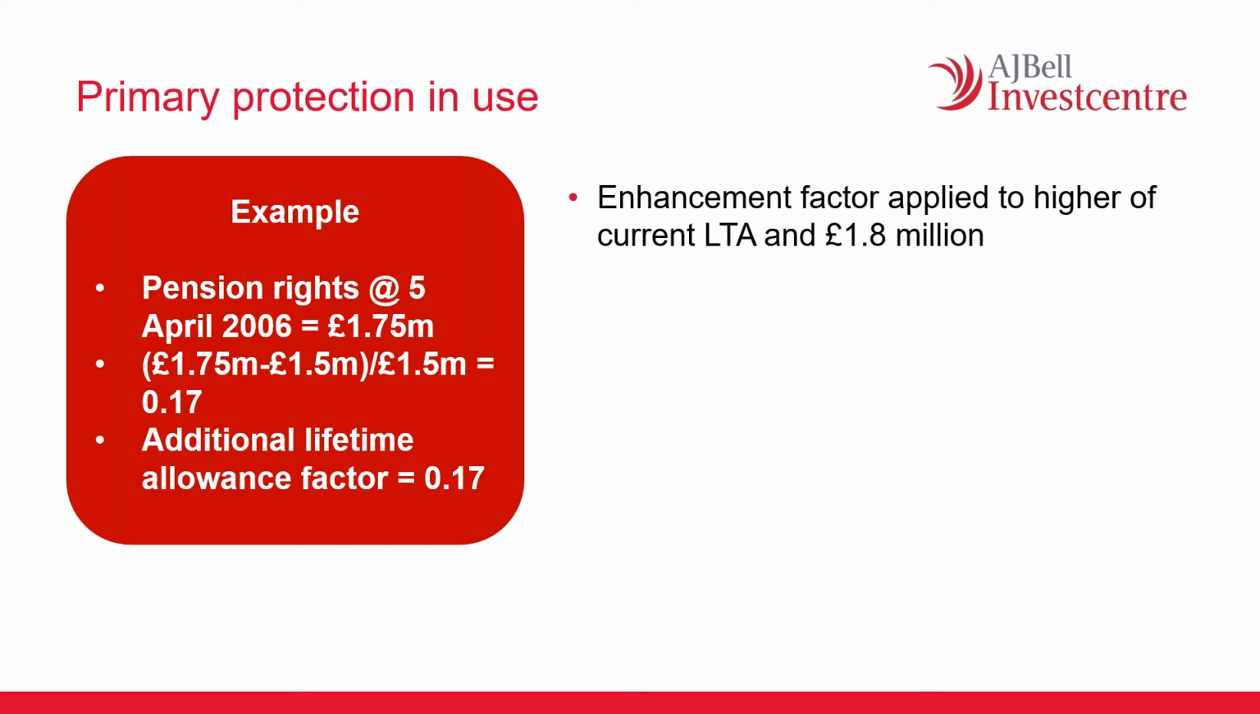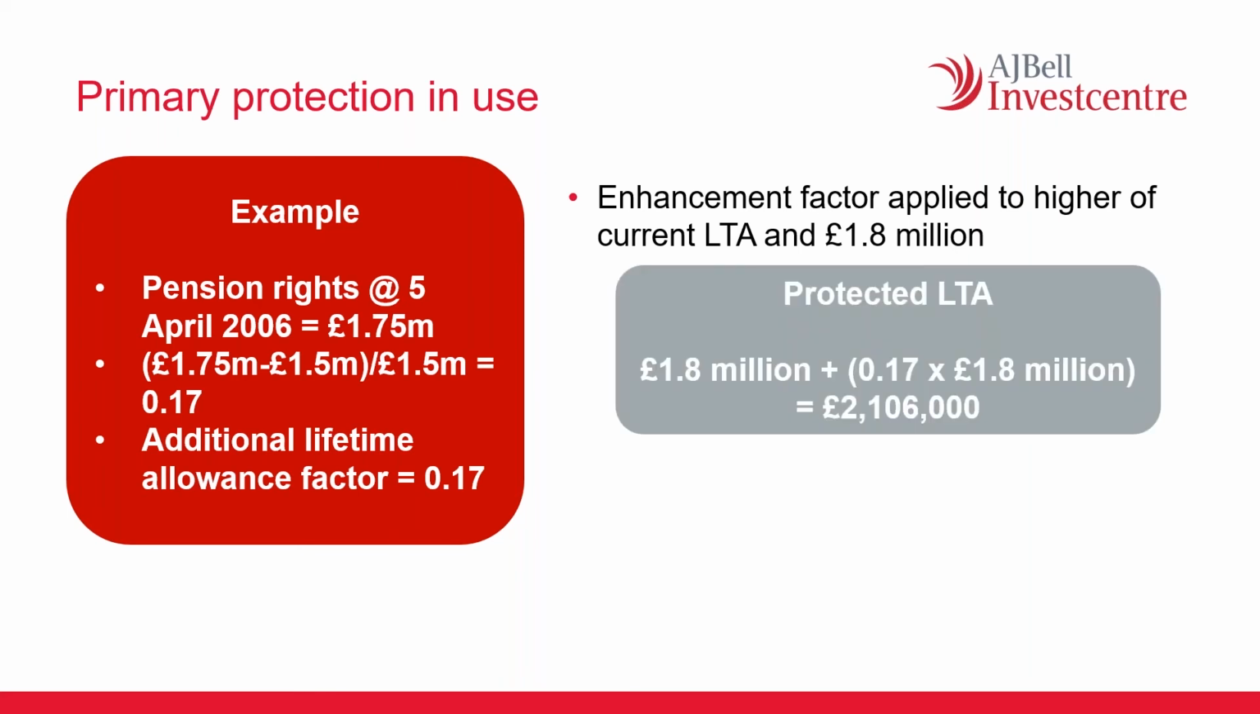So our individual here, with his lifetime allowance factor of 0.17, if we apply that to 1.8 million, gives him, if he's taking benefits today, a personal lifetime allowance of £2,106,000.